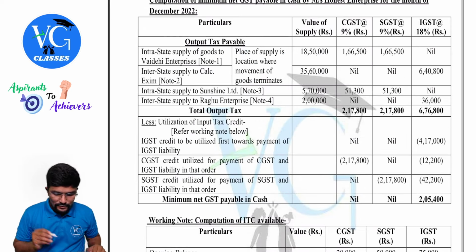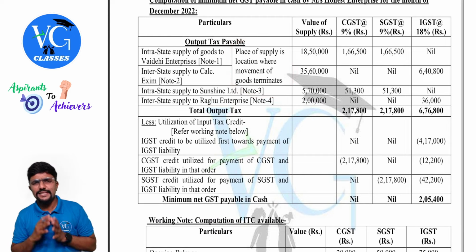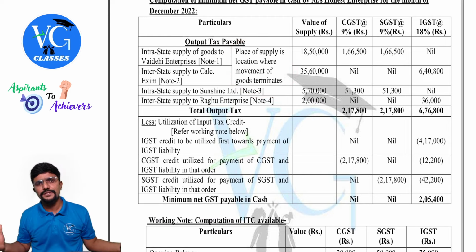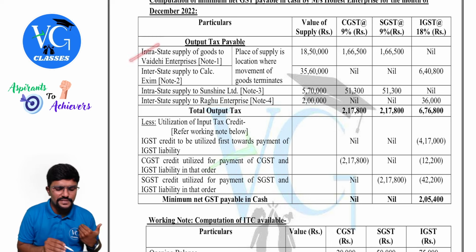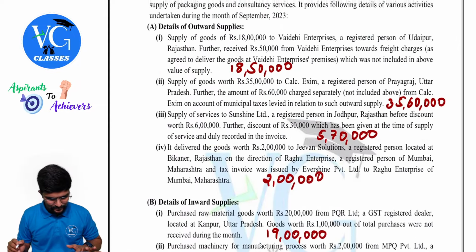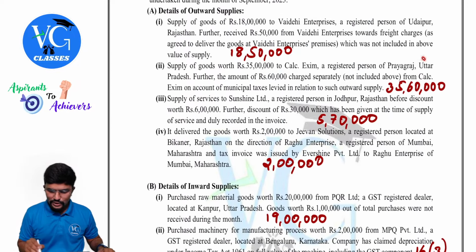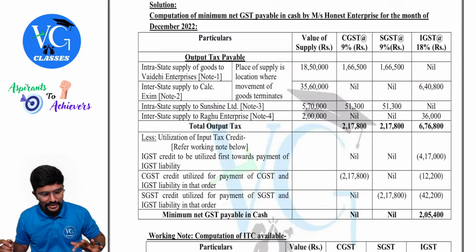Okay, sir. So place of supply is the location where the movement of goods terminates. As there is a movement of goods from supplier to recipient, the place of supply in the earlier case is the same state, whereas in the case of Calcutta Exim it is the state Uttar Pradesh. So it is an interstate supply, guys.